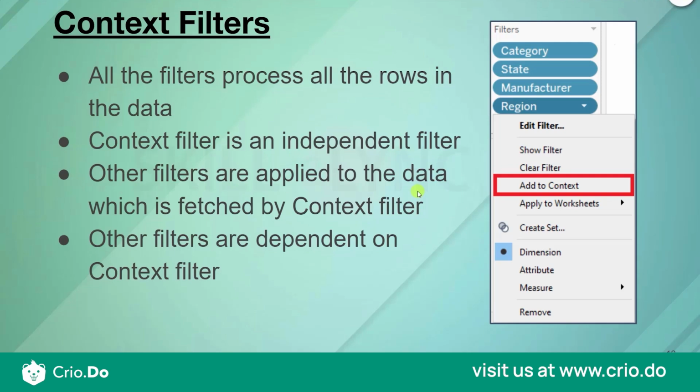This context filter is actually known as an independent filter. So whenever a context filter is applied, all the other filters will be totally dependent on your context filter, because it will create a subset of data, and in this subset of data all the other filters will be applied. So in this view, you can see how you can add a filter to a context by just clicking on the filter and Add to Context.